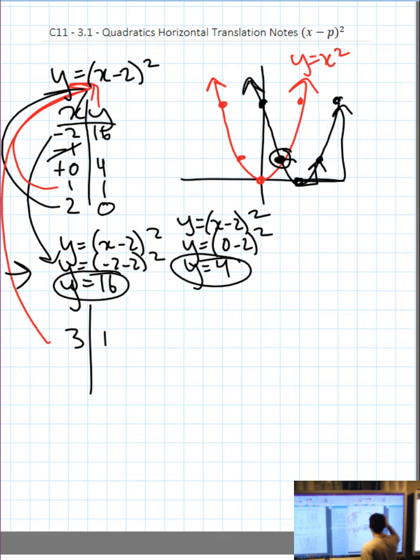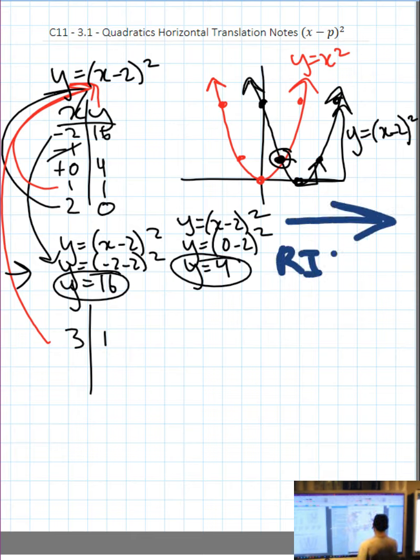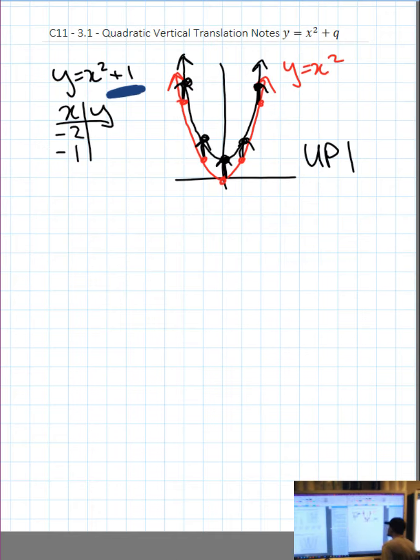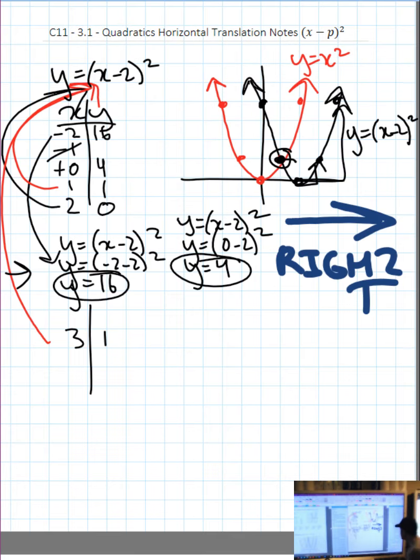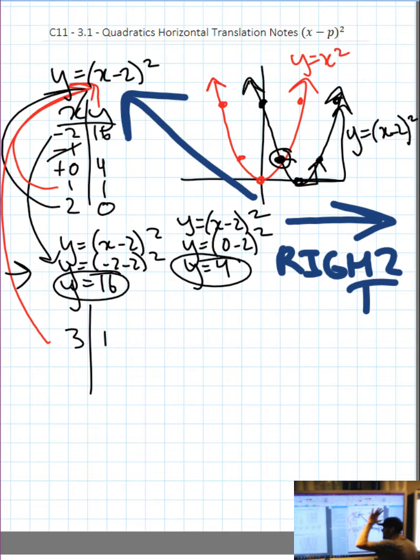Draw in your parabola. Now what's happened to x squared? Write the equation near it: y equals x minus 2 all squared, the equation that we started with. So what's happened? Well, it's gone to the right 2. In the last section, we learned that if we have a plus or minus anything, we go up or down that number. And if it's inside the brackets, we don't do exactly what it says, because negative 2 would mean left. We do the opposite and go right 2.